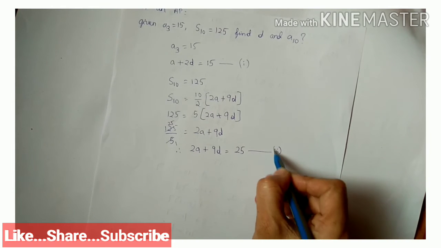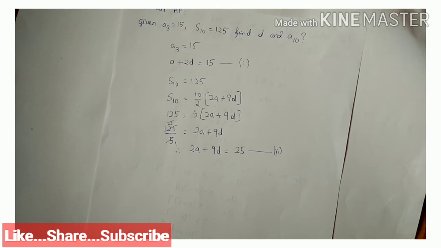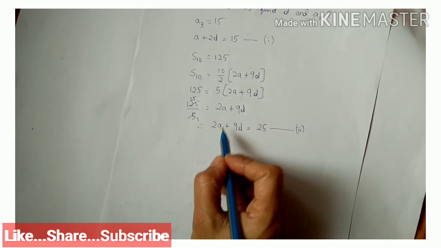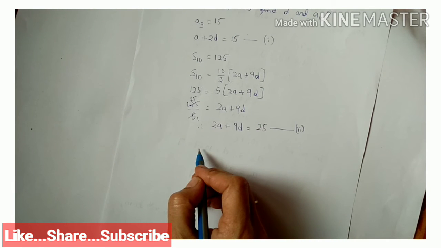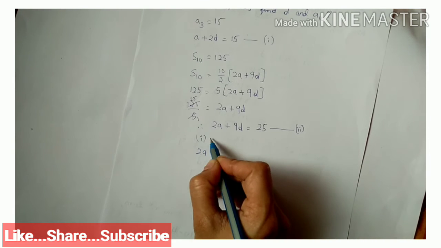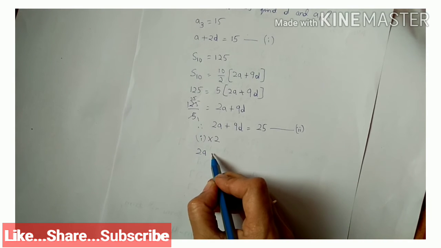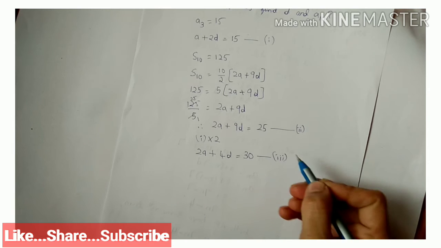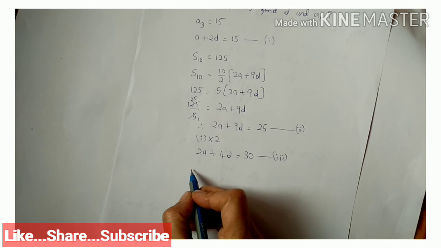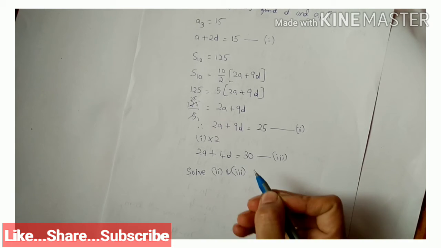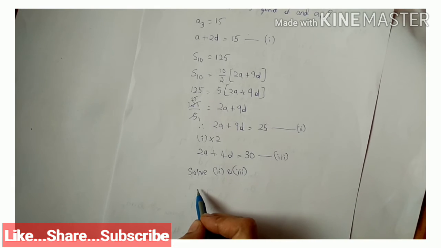Equation number 2. Let us solve these two equations. Let us multiply equation number 1 by 2, both the sides. 2a plus 4d is equal to 30. Equation number 3. Let us solve 2 and 3.